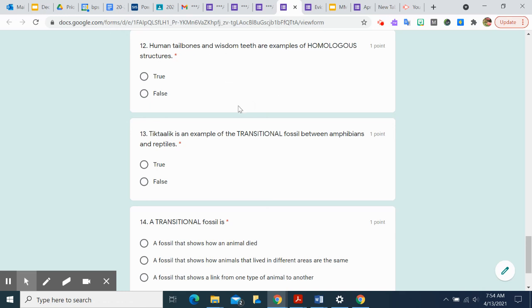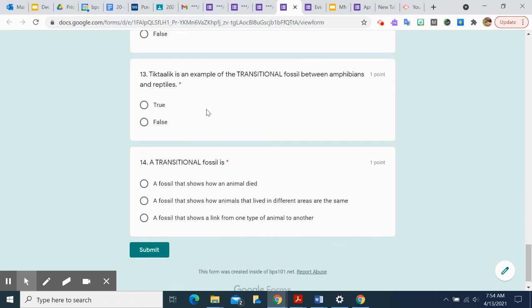or something else? Number 13, Tiktaalik is an example of the transitional fossil between amphibians and reptiles. So transitional means that there's change happening between the amphibians and the reptiles. Is this true or false?